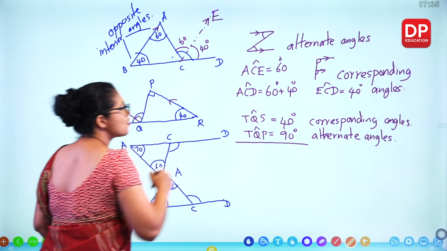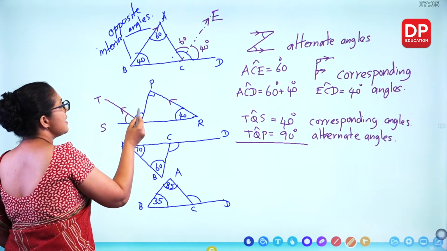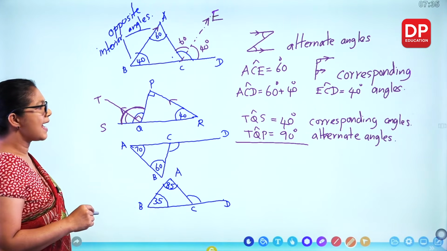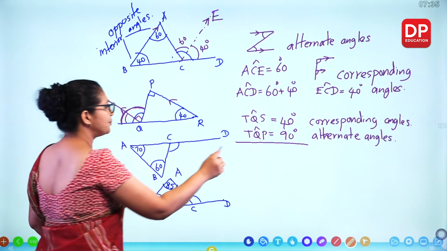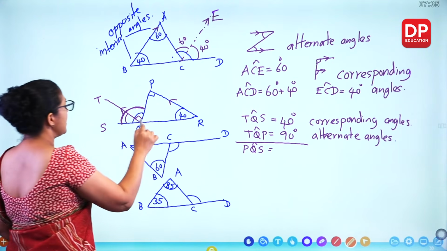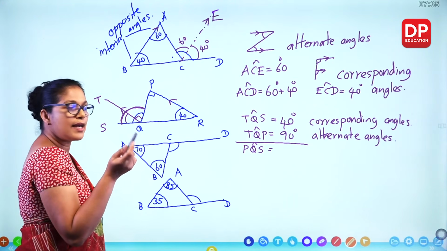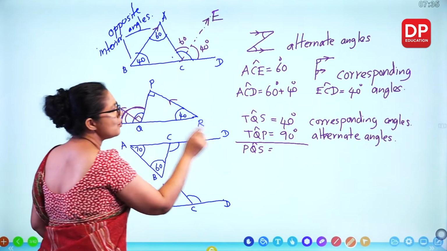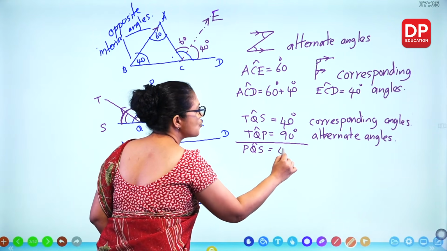When I add these two together, I see this whole angle is the exterior angle. PQS angle, PQS or SQP, you can write both ways. That angle is equal to the sum of these two.